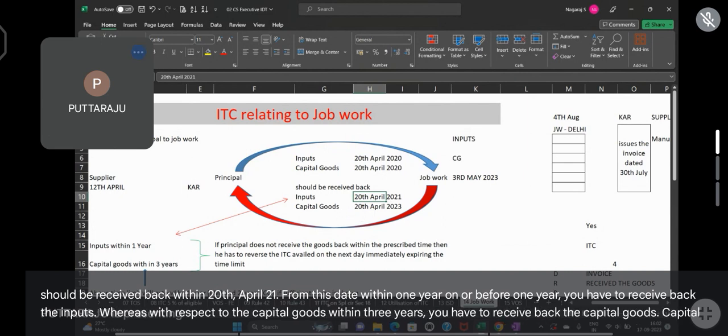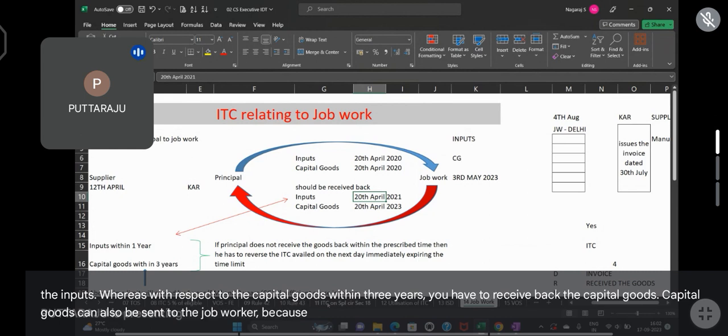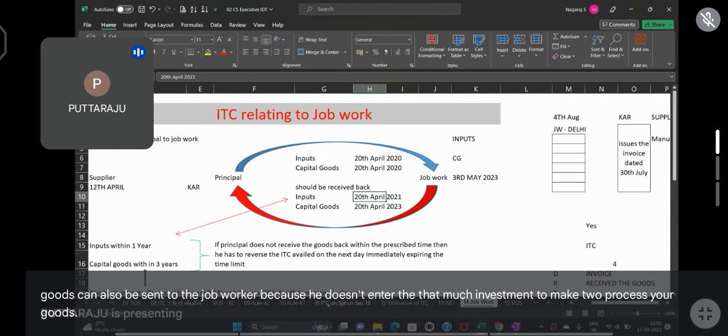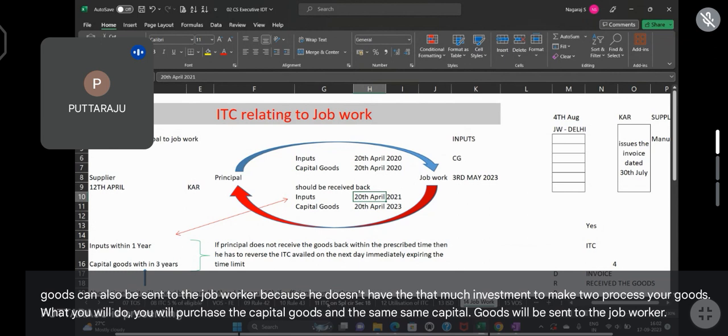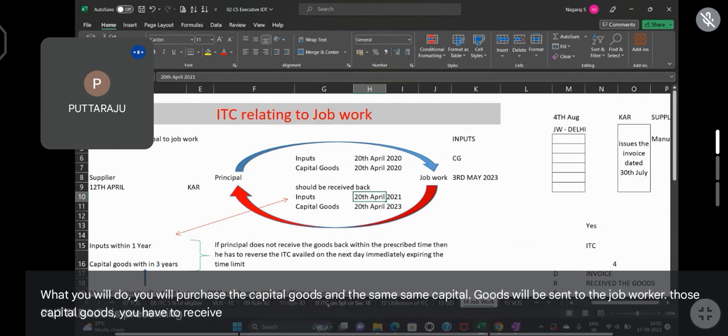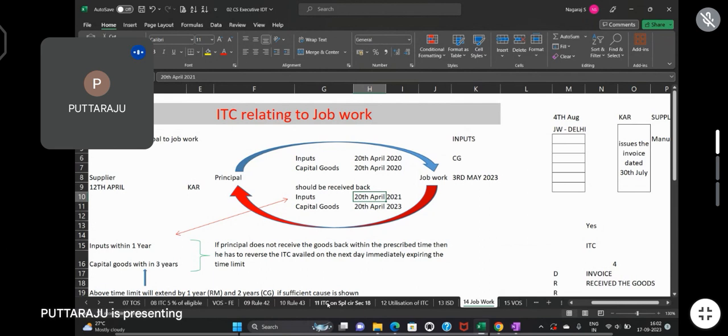Capital goods can also be sent to the job worker because he doesn't have that much investment to make to process your goods. What you will do? You will purchase the capital goods and the same capital goods will be sent to the job worker. Those capital goods you have to receive back within 3 years. Understood?